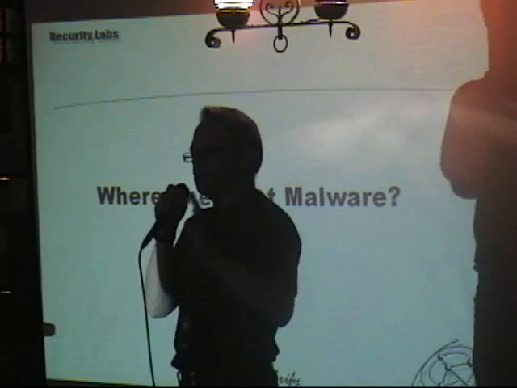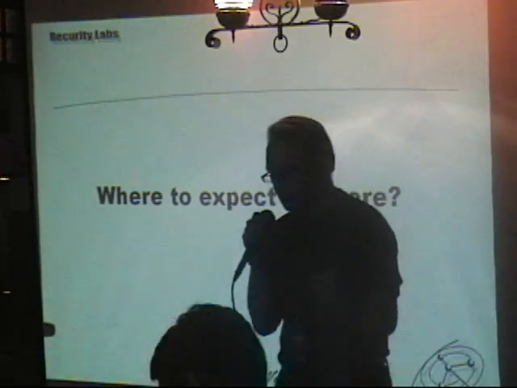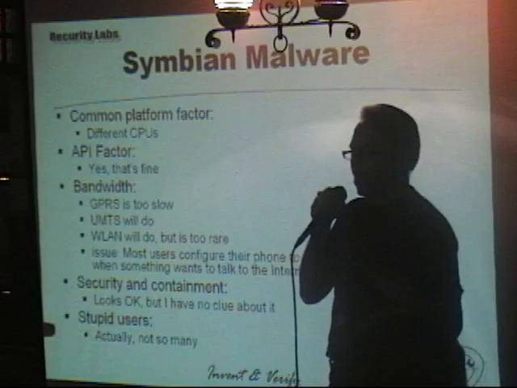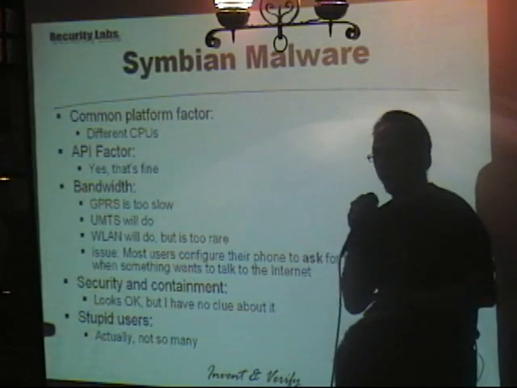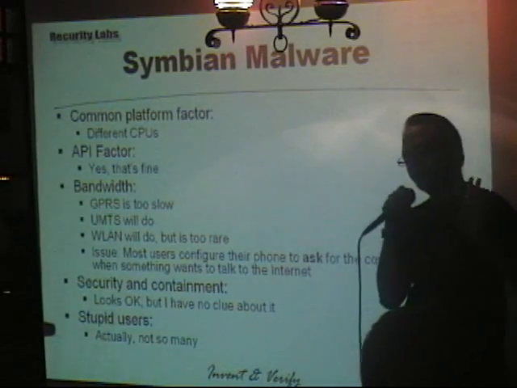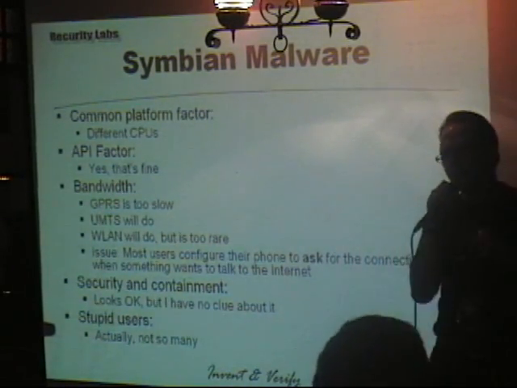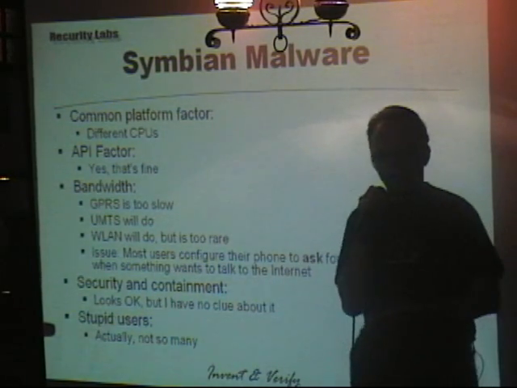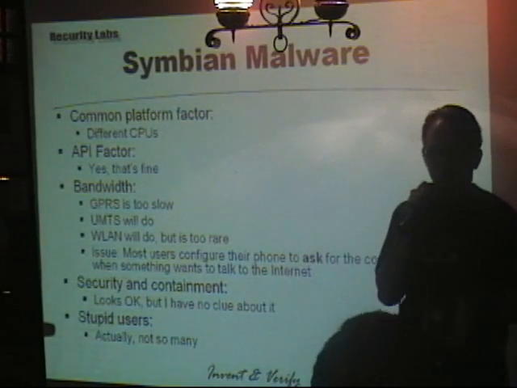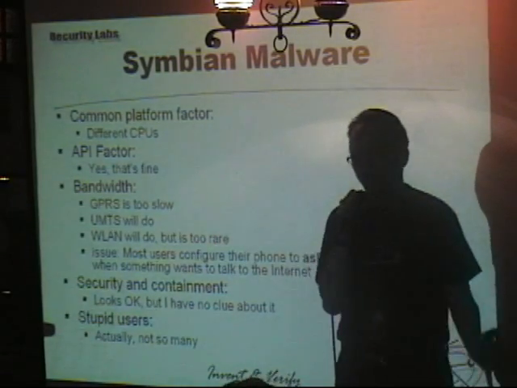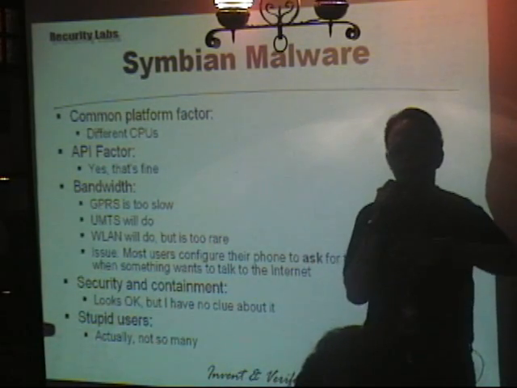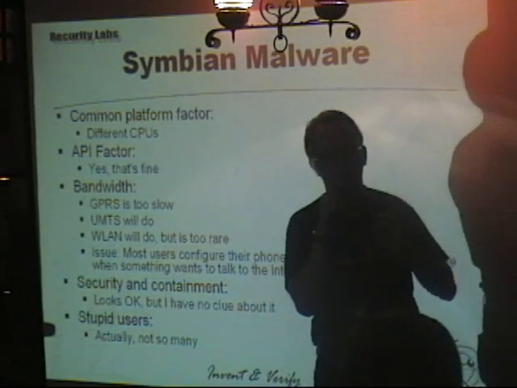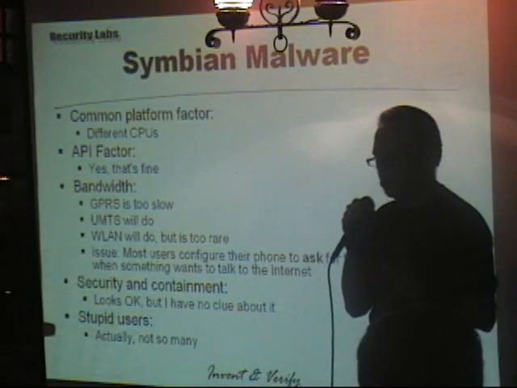Now, where do we expect malware? So we're coming back to the very beginning of the presentation. We're looking at the factors. For Symbian, we have kind of a platform factor. Well, we have different CPUs, different layouts. It really depends on the mobile phone you're talking about. If you're targeting Symbian, the most effective will probably be Nokia Series 60. They have all the same phone, all the same CPU, that's fine. The API is actually acceptable, you can do something with it.